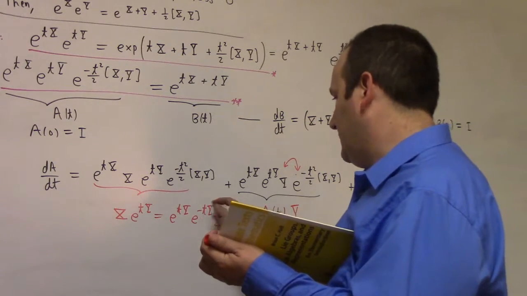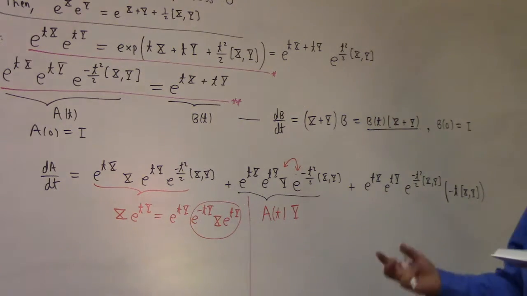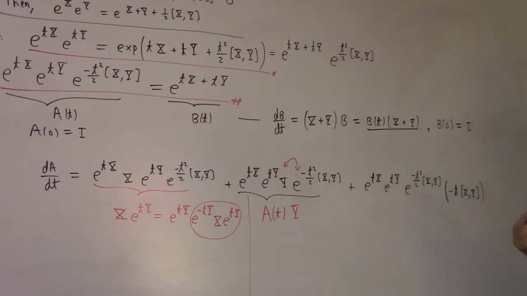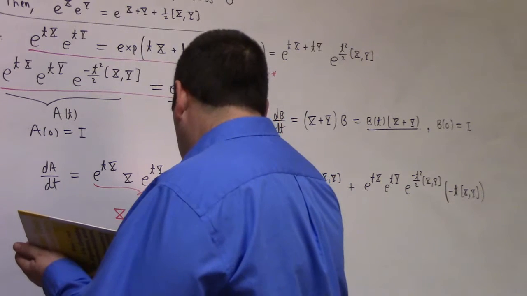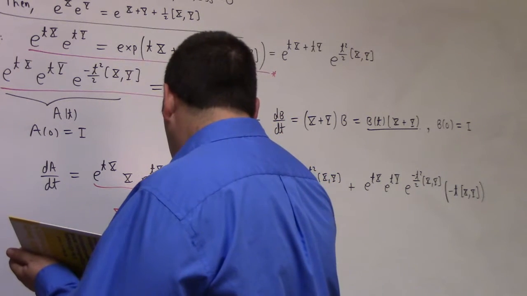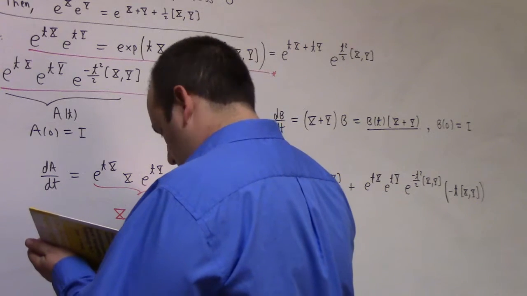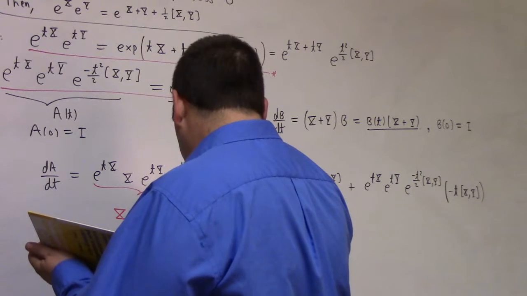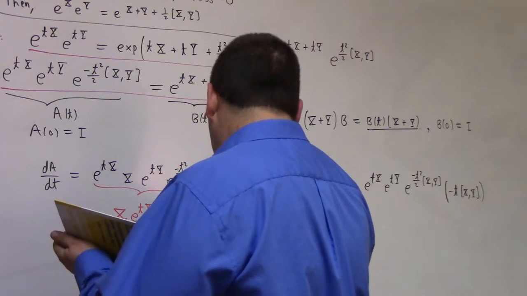Now what have we done here? That's conjugation, right? That's conjugation by e to the minus ty. In other words, that's e to the ty times the big adjoint of e to the minus ty acting on x.